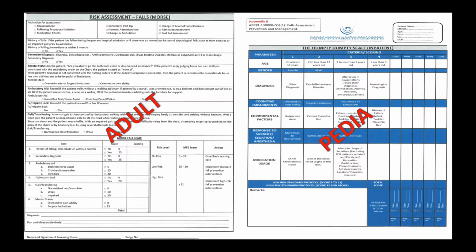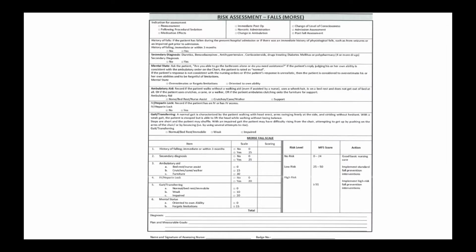Here in KAAUH, we have two approved assessment tools for falls, namely the Morse Fall Assessment Tool for adult and the Humpty Dumpty Fall Assessment Tool for the pediatric patients. As you can see on the screen, here is the Morse Fall Assessment Tool for adult. It is a rapid and simple method of assessing patients' likelihood of falling. It is quick and easy to use.